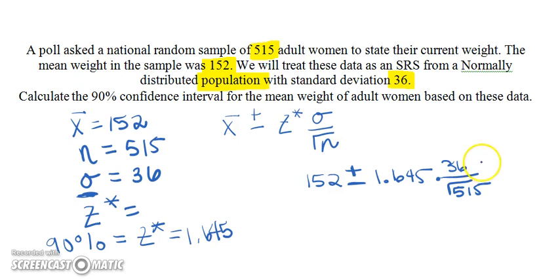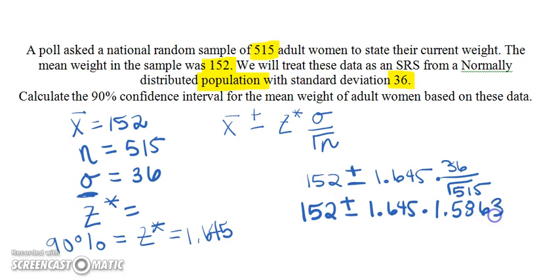Let's calculate the standard error first. So that's this section right here. Carry everything else along. That's going to be 152 plus or minus 1.645 times 36 divided by the square root of 515, which is 1.586. And I like to carry things to 4 decimal places until I get to the very end. So 1.5863 is my standard error.